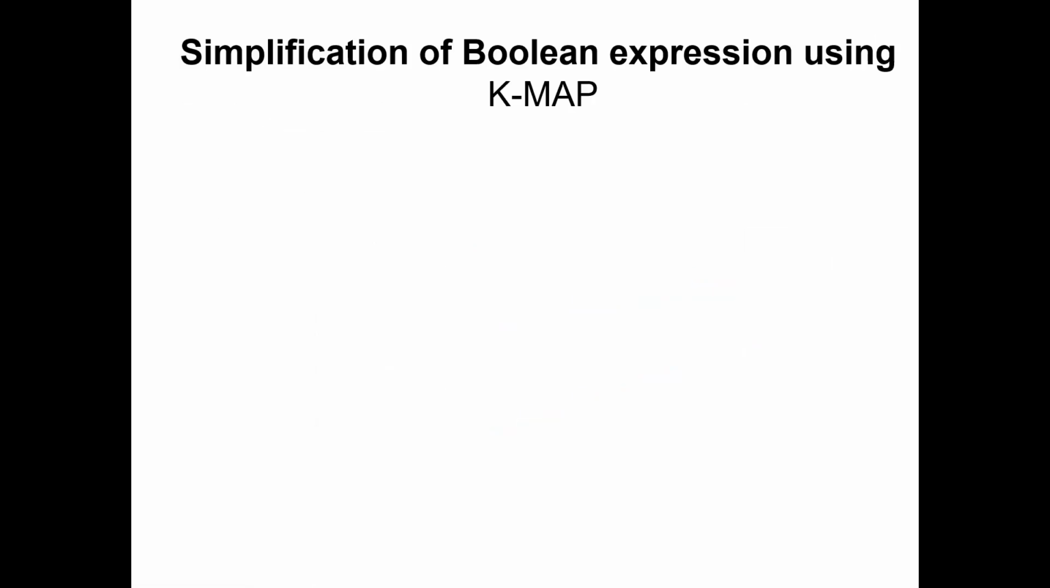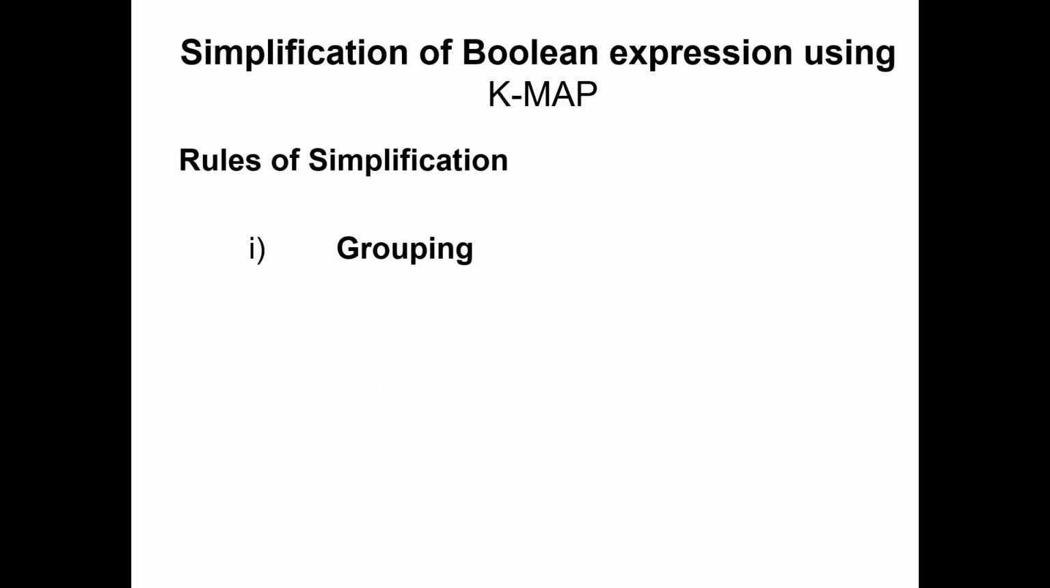Now the second part of the K-map is the simplification of the Boolean expressions. Here we have to perform two steps. Number one is grouping. Number two is minimization of expressions.